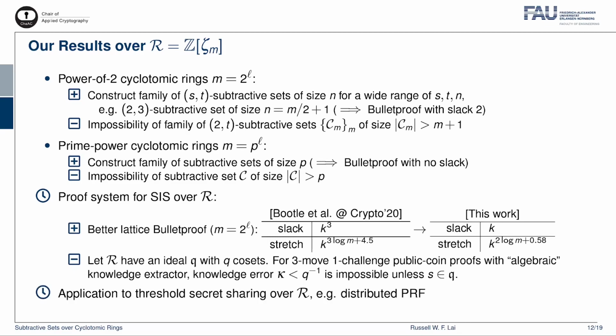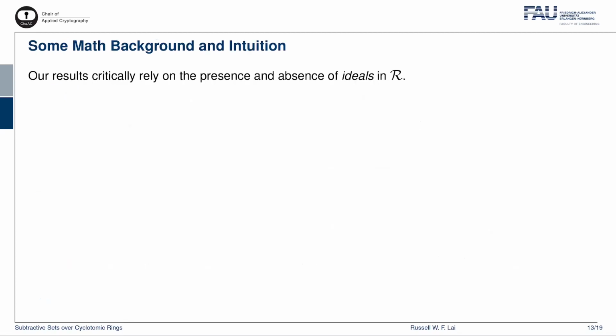Finally, we also demonstrate how subtractive sets can be used to construct threshold primitives, using distributed pseudorandom functions as an example. Before going to the technical detail, let me lay down some mathematical background and intuition. In essence, the results in this paper critically rely on the presence and absence of ideals in the ring R, and therefore I should briefly talk about ideals.